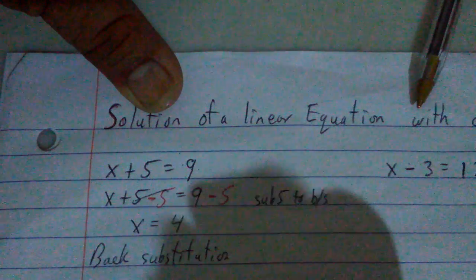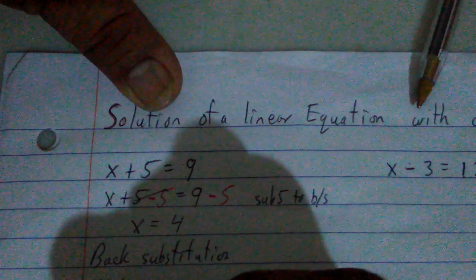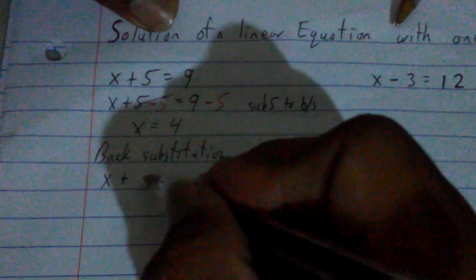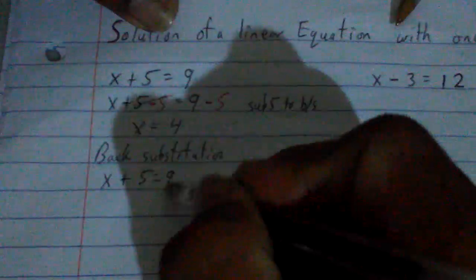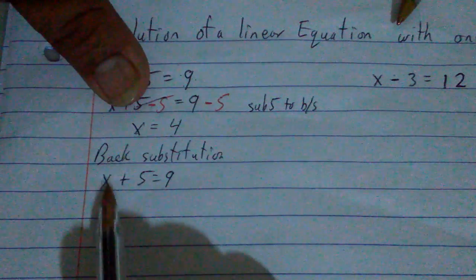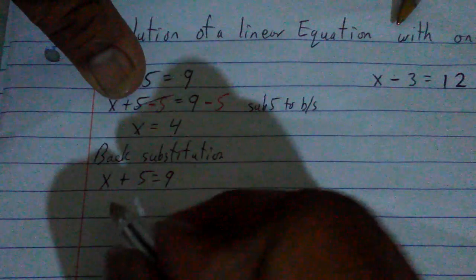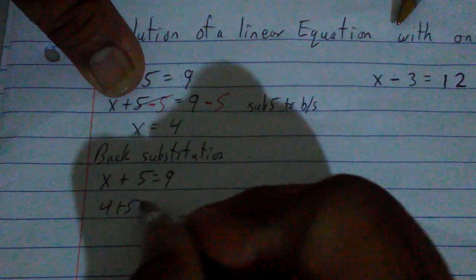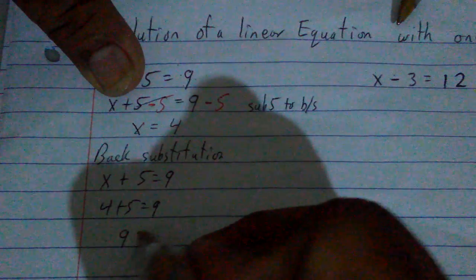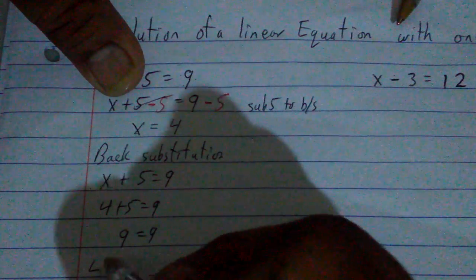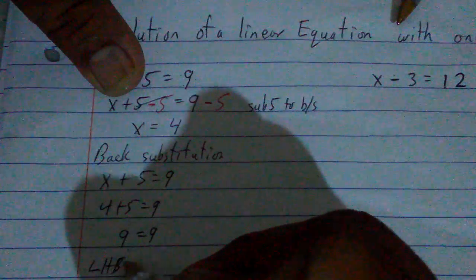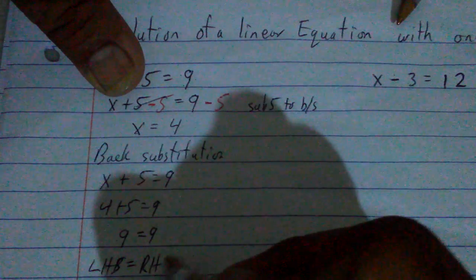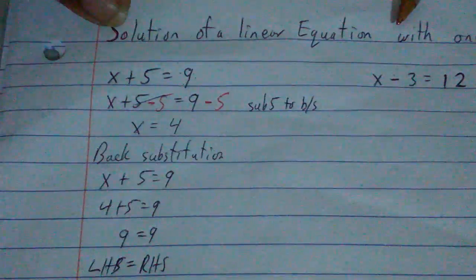Okay, so back substitution, we write over the equation, and since x is equals to 4, we put the 4 here, and that gives us 4 plus 5 equals 9. Therefore 9 equals 9. Hence we can conclude that your left hand side is equals to your right hand side. And that's how we solve that.